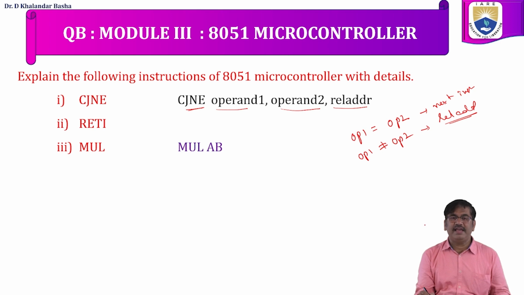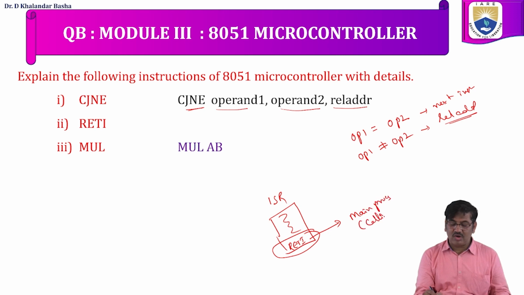The next instruction is RETI. This RETI is return from interrupt subroutine. In an ISR, to indicate the end of the interrupt subroutine, we write RETI as the last instruction in the ISR. Whenever the processor encounters the RETI instruction, the control will be transferred back to the main program, which is the called program, from where we got the interrupt.